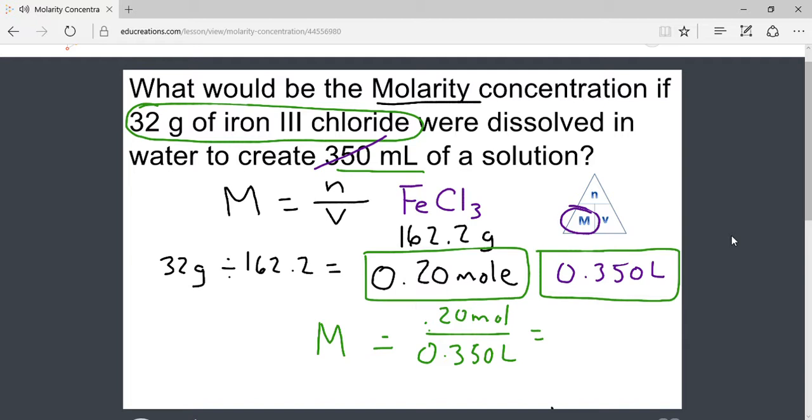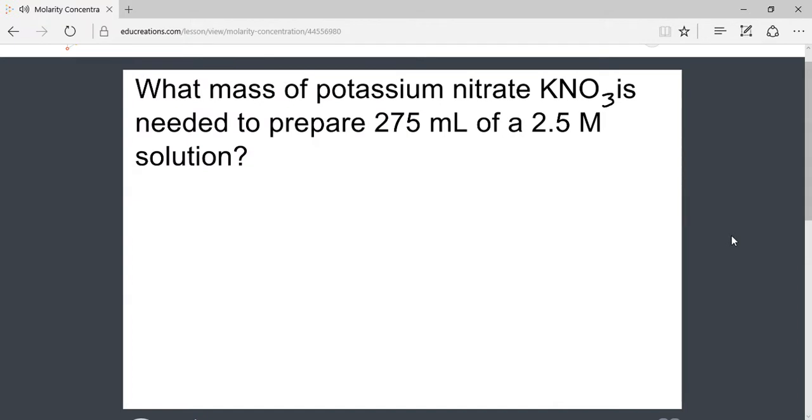This gives us a molarity concentration of 0.57 molar, capital M, representing moles per liter, or mole over liter. Let us look at another example to reinforce the concept or idea of molarity. When reading this example, it asks us to solve for a mass.